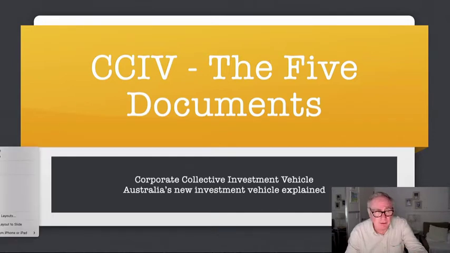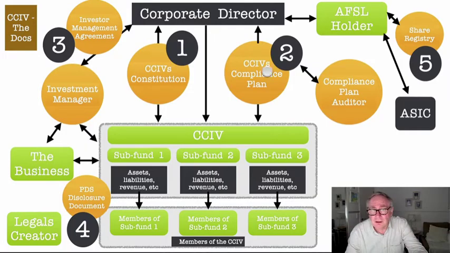If we follow the numbers, we've got document number 1 is the Constitution, number 2, the Compliance Plan, number 3, the Investor Management Agreement, number 4, the PDS Disclosure Document, and number 5, the Share Registry.